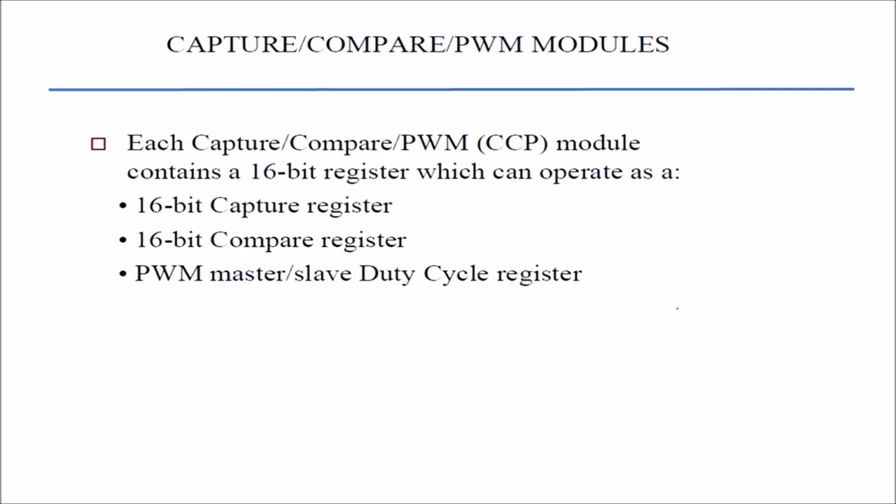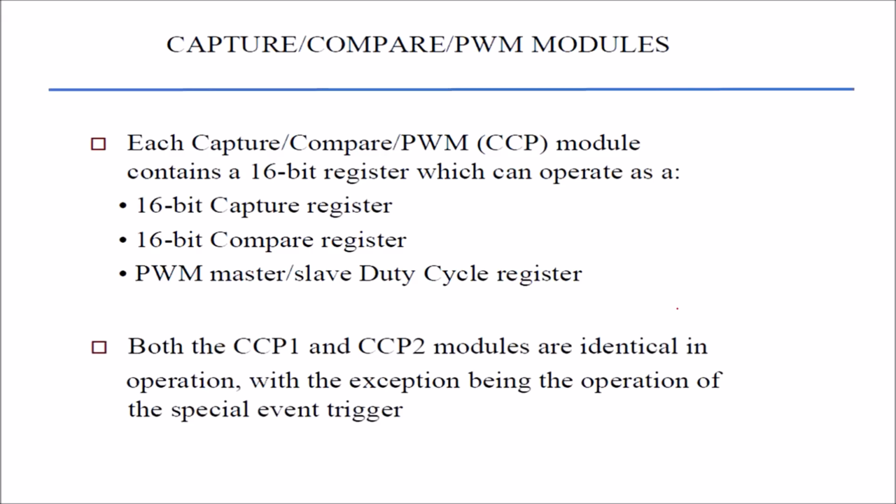It can capture the input signal, it can compare input with the predefined signal, and it can generate a PWM signal also. Both modules are identical in operation. Only thing is that the special event trigger is different for CCP1 and CCP2 modules.